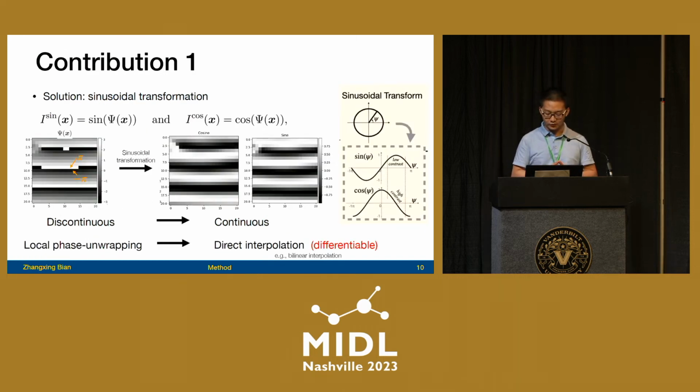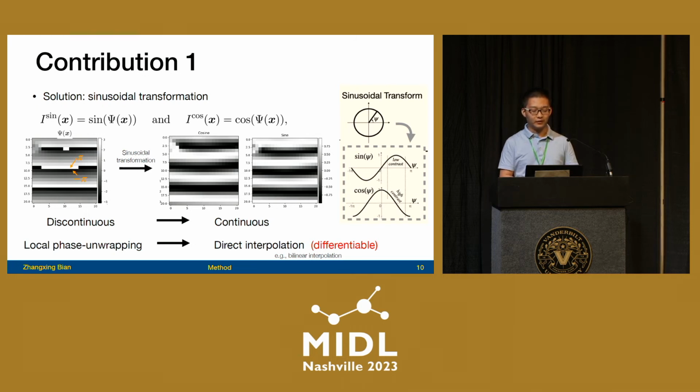So the solution is quite simple actually. It's called sinusoidal transformation. We simply take the phase value and apply the sine and cosine function to generate two corresponding images. So each phase value corresponds to a sine-cosine pair, and then we turn this discontinuity in the phase into a continuous pattern.